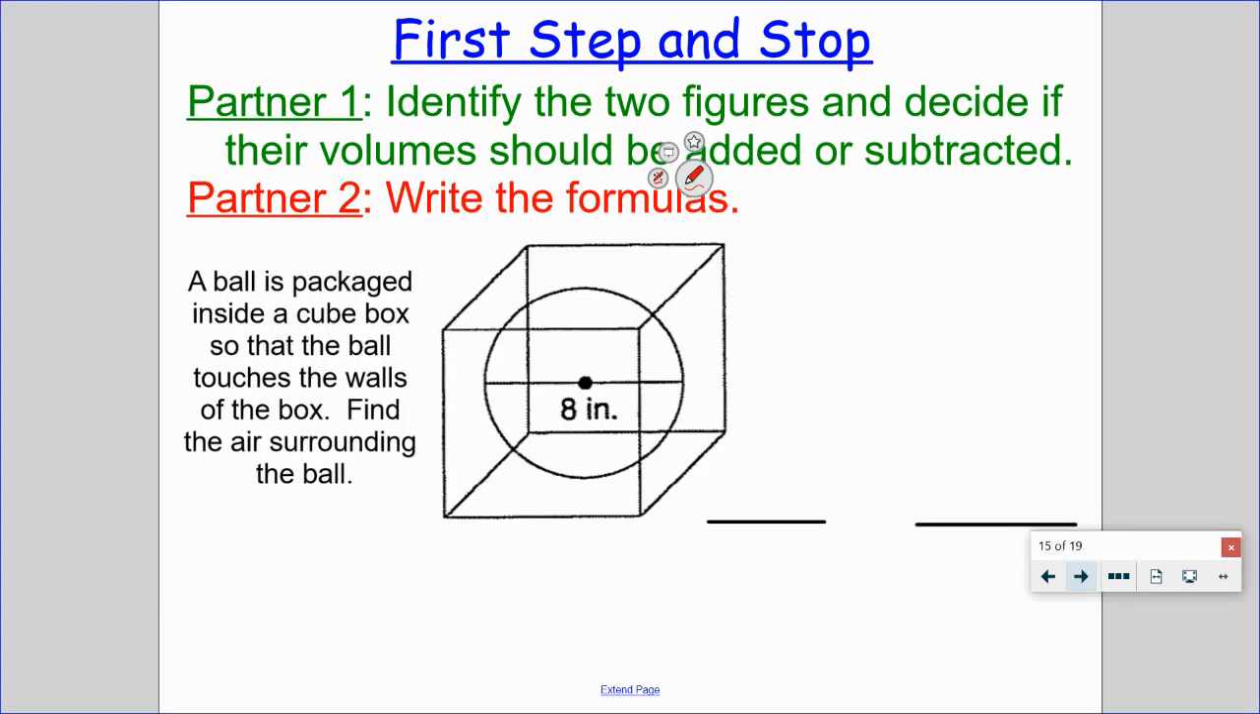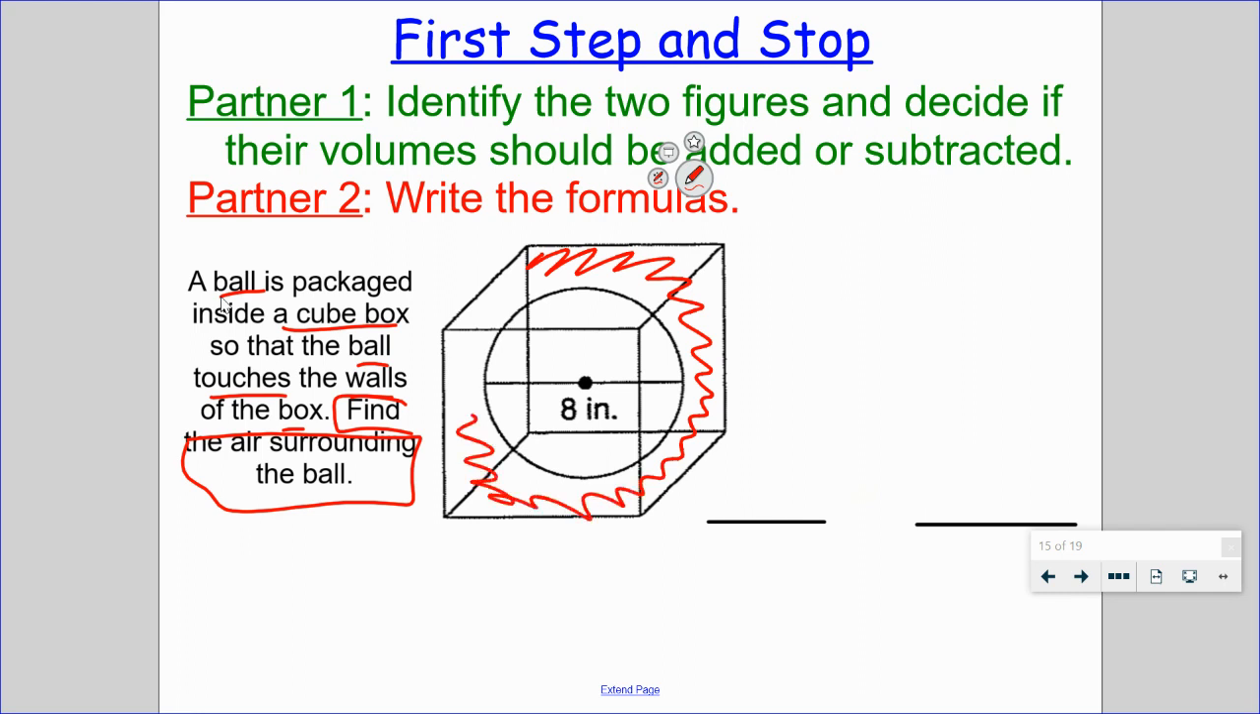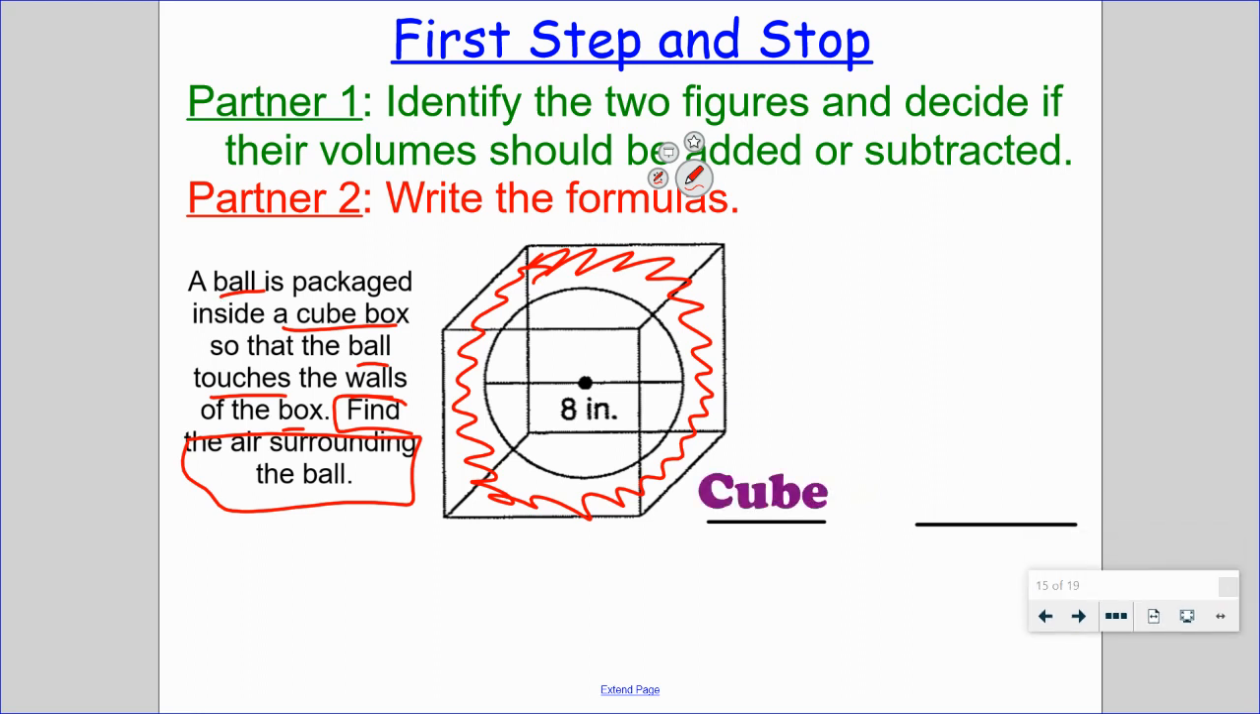All right, let's take a look here. A ball is packaged inside of a cube box. The ball touches the walls of the box. Find the air surrounding the ball. In other words, what is this particular space? All right, what's the big shape? You might have said prism, but to be more specific, it is a cube.